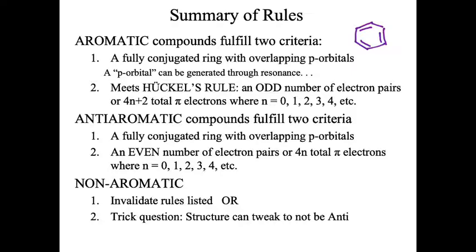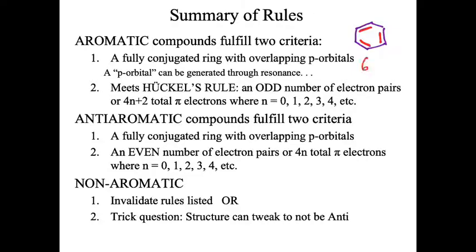I want to know the number of electrons in that system. So how many electrons are in the pi system? 6. Okay. 2, 4, 6. I'm not referencing the purple bonds because the purple bonds are sigma bonds. I don't care about the sigma bonds. I only care about the pi ones. So there are 6 pi electrons there.